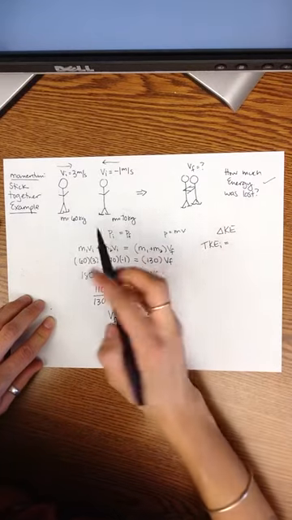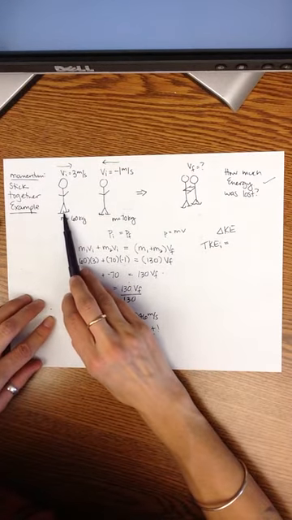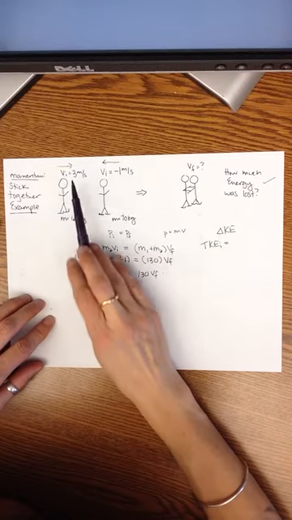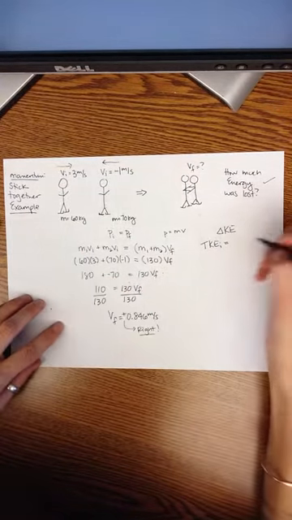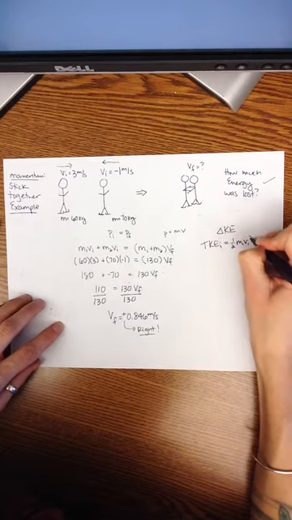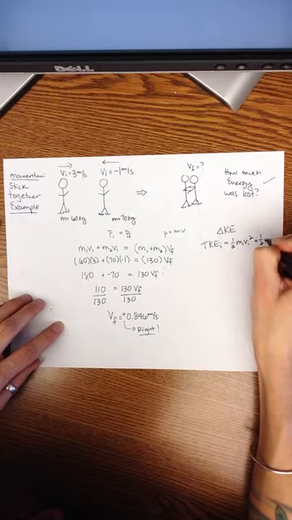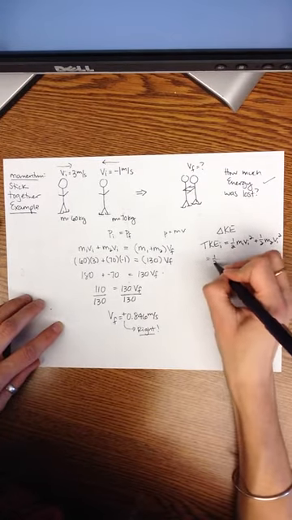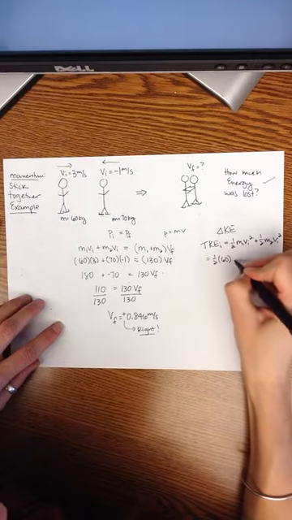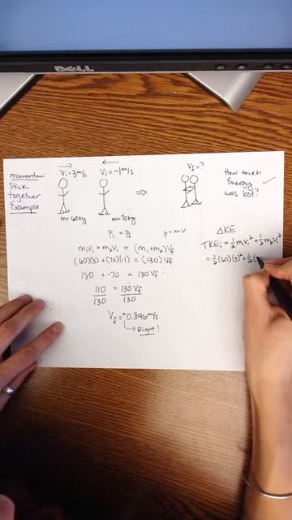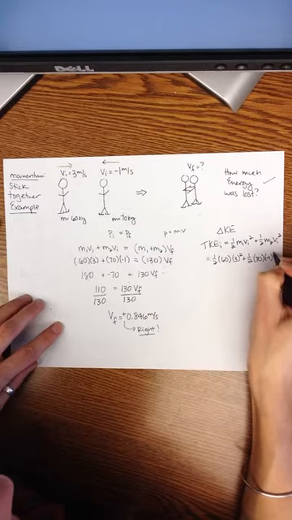Okay, so let's calculate the total kinetic energy initially. That's going to be the kinetic energy of person 1 plus the kinetic energy of person 2, because they're both moving. So this would be 1/2 m1 v initial squared plus 1/2 m2 v initial squared. So that would be 1/2 times 60 times 3 squared plus 1/2 times 70 times -1 squared.